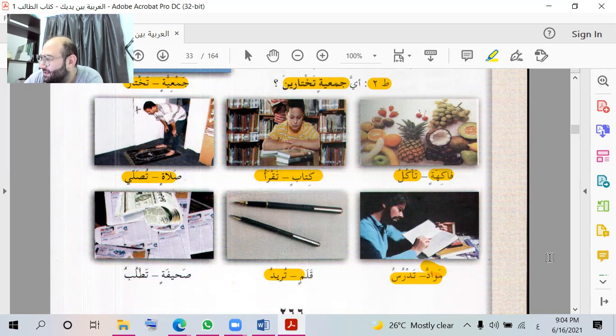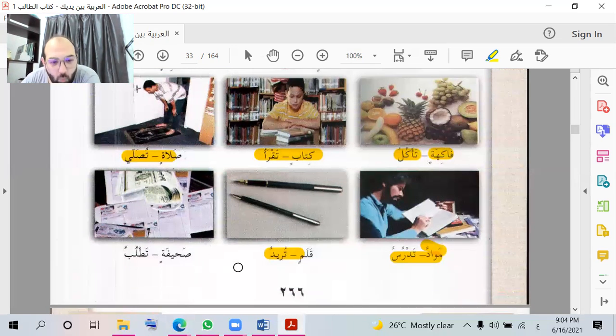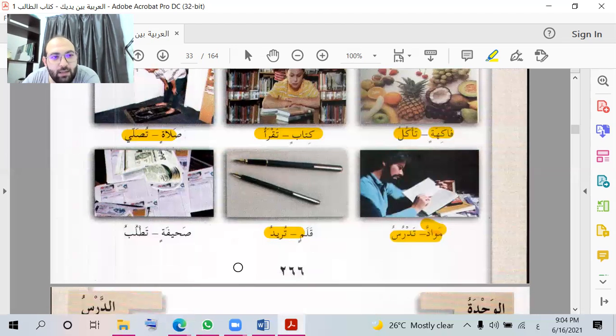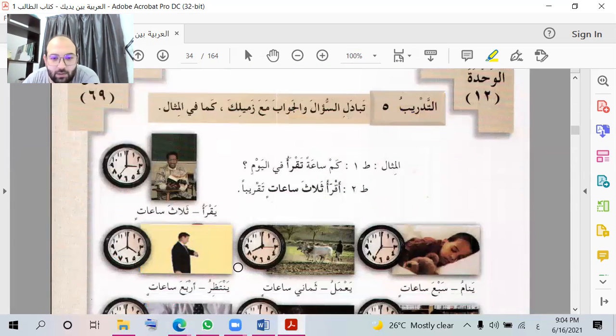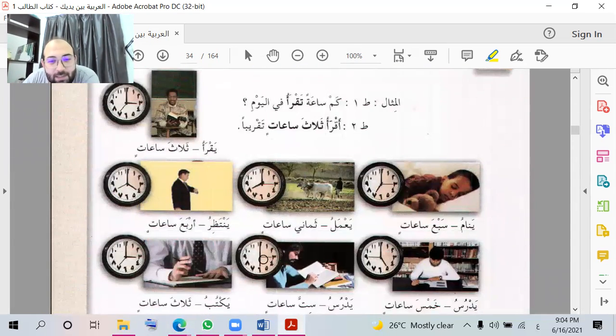Writing. Okay, no problem. So to read, that means you want. أي قلم تريد, which pen you want. أي قلم تريدين, which pen you want as a female. ما شاء الله. You remember this question?